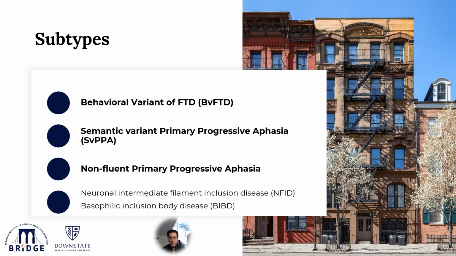So there are several subtypes of frontotemporal disease or frontotemporal dementia. The most common one is the behavioral variant of frontotemporal disease. The other less common subtypes include the semantic variant of primary progressive aphasia and the non-fluent variant of primary progressive aphasia. There are other much less common subtypes of frontotemporal disease, including the NFID and the BIPD.